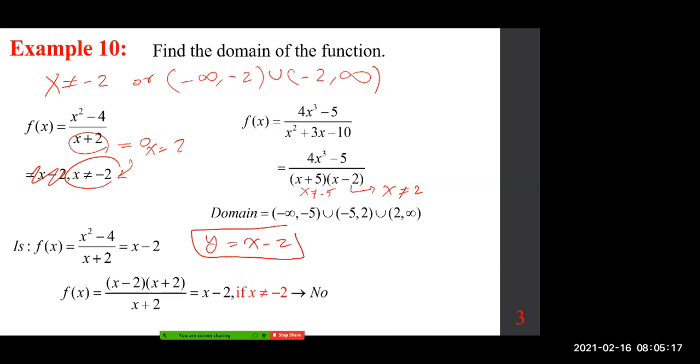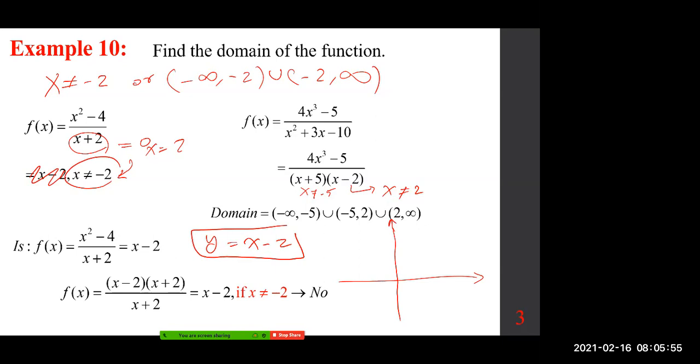But when we go through factoring, it becomes x minus 2 if x is not equal to negative 2. So no, they are not the same. What is the difference? The difference is, if I want to graph the rational function, that creates a hole at x equals negative 2. And that's important for everybody to know.